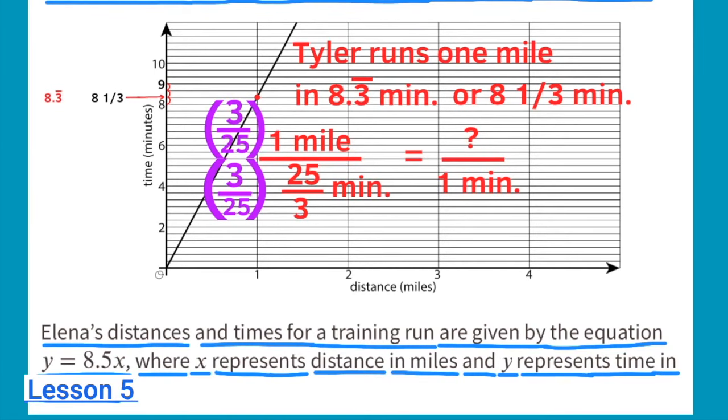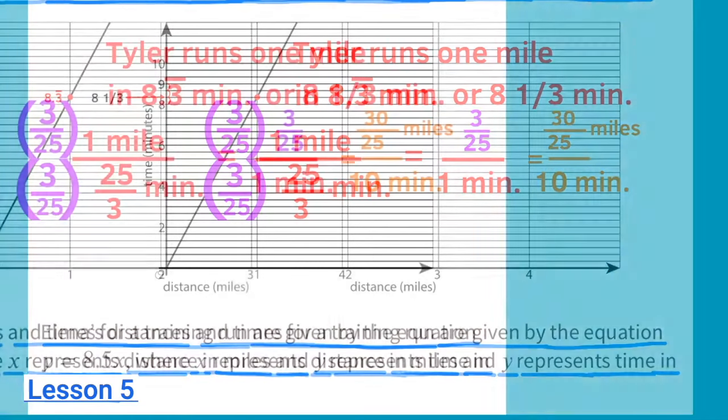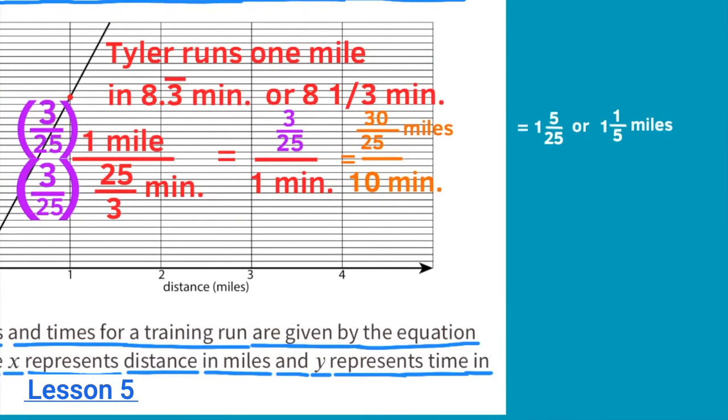And 1 mile times 3/25 equals 3/25. So he can run 3/25 of a mile in 1 minute. We need to know how far he runs in 10 minutes. So 1 minute times 10 equals 10 minutes, and 3/25 times 10 equals 30/25. And 30/25 equals 1 5/25, or 1 1/5 miles. In 10 minutes, Tyler can run 1 1/5 miles.